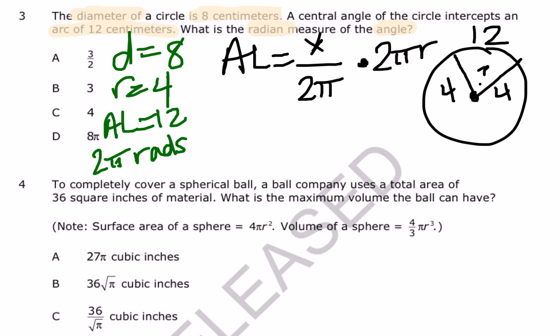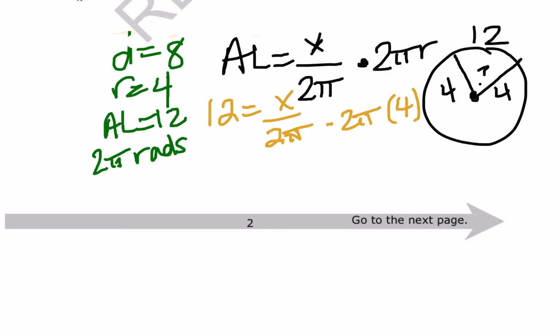So I'm going to plug in what I do know. I know that the arc length is 12. I'm looking for the angle out of 2 pi times 2 pi times the radius, which is 4. So we have 2 pi, which is in the denominator, 2 pi, which is in the numerator. So that means they'll simplify out to 1.